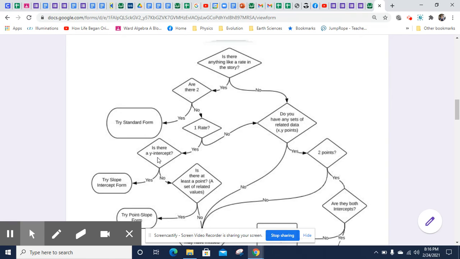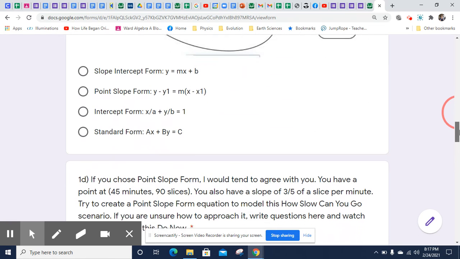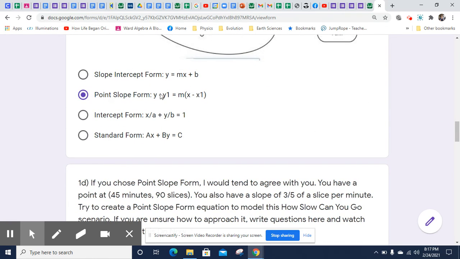So is there a y-intercept? No, there is no y-intercept given to us. Is there at least a point, like a set of related values? Yes, there is. So what we're going to do is follow the yes line and go to try point slope form, because point slope form will work if you have a point and a rate. So let's choose point slope form. There it is. And I'll copy paste that because we're going to need that.